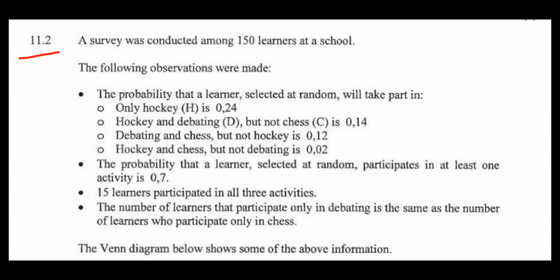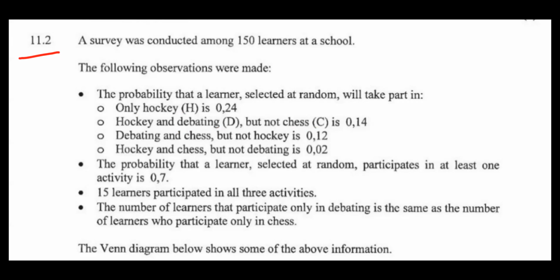11.2. A survey was conducted amongst 150 learners at a school. The following observations were made. The probability that a learner selected at random will take part in... here they give us different statistics. I'm not going to read it one by one because they later give us a Venn diagram to show us all of it. The three different sports are hockey, debating, and chess, represented with H, D, and C.